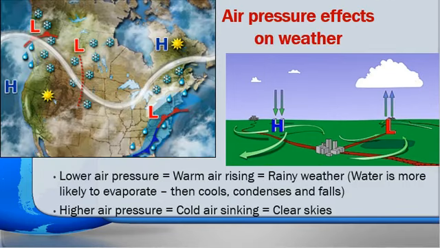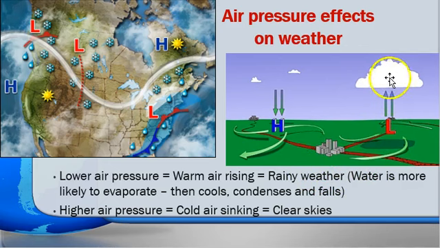Now let's add in that part that we already talked about with humidity. Remember, we said our warm air is going to hold more water. So when we have a warm surface here and that warm air is going to start to rise up, it's going to take water with it. And that's going to result in rainy weather over that area. The water is more likely to evaporate in the first place because there's not really much pressing down on it. So it's going to be able to go up easily.